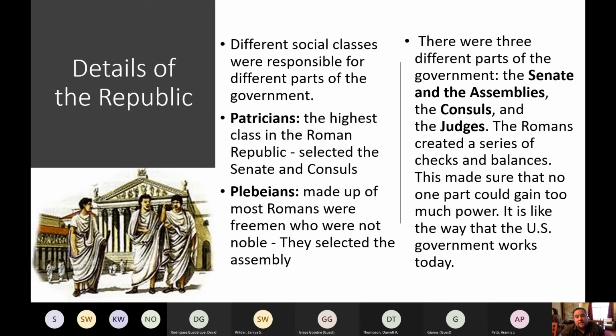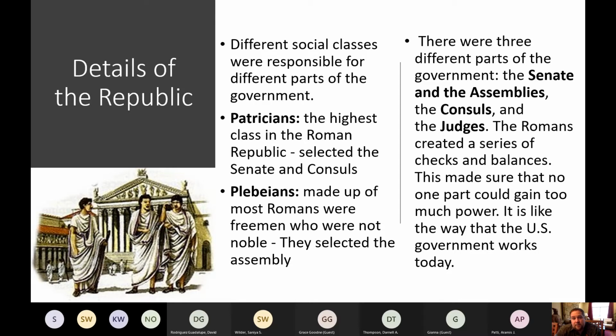So the details of the Republic. Different social classes were responsible for different parts of the Republic. The patricians, which were the highest class of people in the Roman Republic, selected the Senate and the councils. The plebeians were made up of most Romans, right? They were freemen who were not noble, so they were just kind of the everyday citizens that weren't super rich, okay? And they selected the assembly.